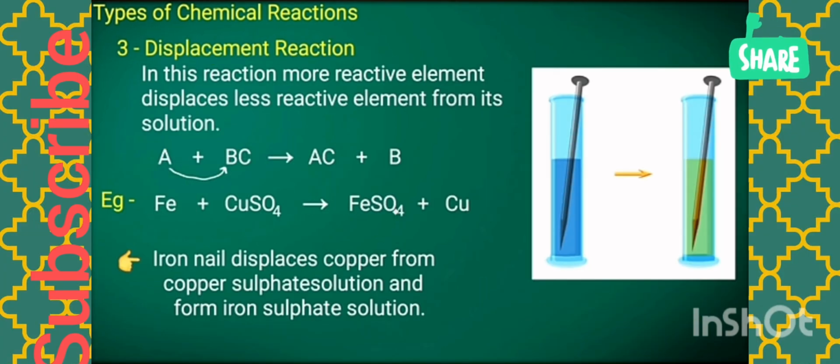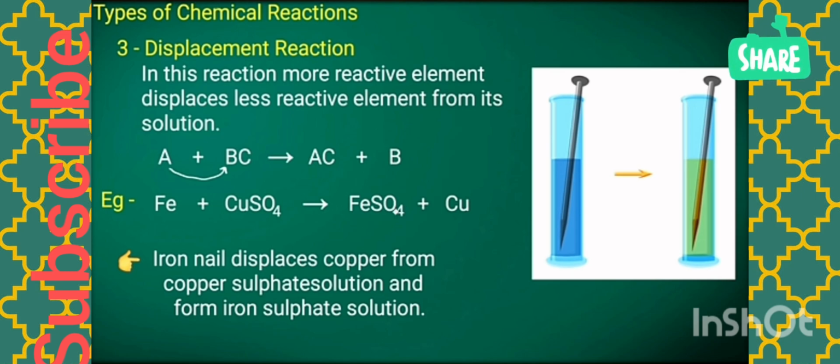The third type of chemical reaction is the displacement reaction. In this reaction, a more reactive element displaces a less reactive element from its solution, like A plus BC gives rise to AC plus B. You can see a picture here where two test tubes are there, and in them two nails are added. The nail is Fe. We are adding it to the copper sulfate solution, CuSO4.